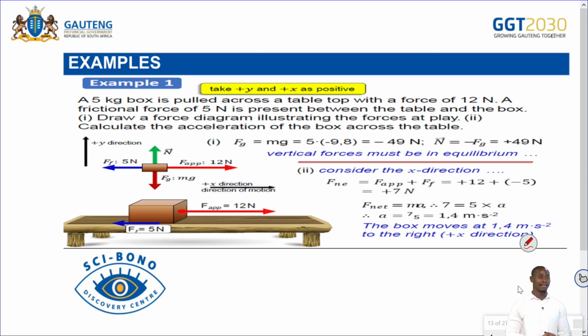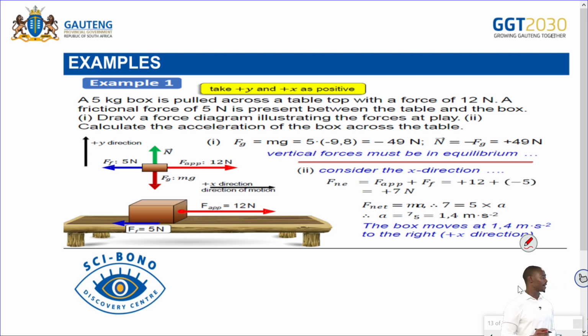These are the problems that need you to apply either Newton's first or Newton's second law, all right? The statement says a 5 kilogram box is pulled across a tabletop with a force of 12 newtons. A frictional force of 5 newtons is present between the table and the box. Right, first question, they want us to draw a force diagram illustrating all the forces acting on that 5 kilogram block, and then from there calculate the acceleration of the box across the table.